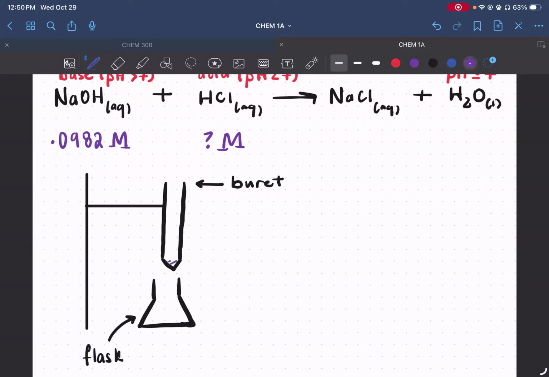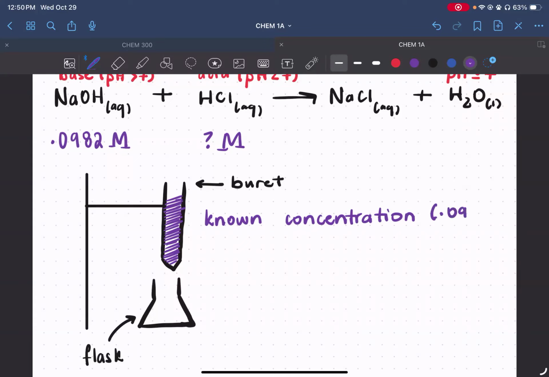In the burette is our sodium hydroxide. And that is not arbitrarily in the burette. What's in the burette is a chemical whose concentration we know. In this case, 0.0982. So the burette traditionally houses the chemical whose concentration we know with a high amount of certainty.